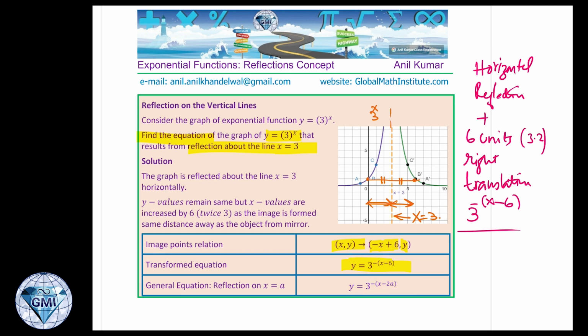Perfect. Now, what could be the general equation? Now let's look into the general equation when the line is x equal to a. That means when you reflect it on a vertical line x equals a, it will move twice the distance to the right, and therefore the equation will be x minus 2a, and outside minus for the reflection. So we have that equation given for you. So the equation is y equals 3 to the power of minus (x minus twice the value of a) if the graph is reflected on x equals a. Is this clear to you?